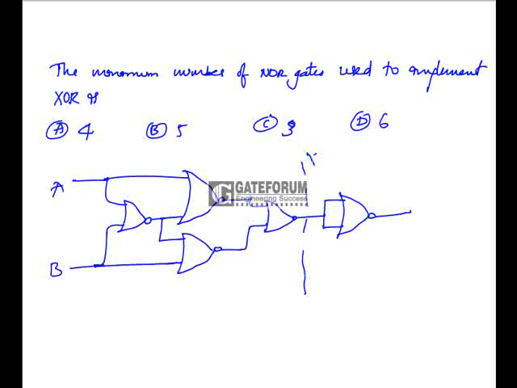At this point you will get the XNOR output, but the question requires XOR. So at this point we will get the XOR output. How many are required? 1, 2, 3, 4 and 5. So option B is the correct answer. If the question were the minimum number of NOR gates used to implement XNOR, the answer is only 4. Similarly, the minimum number of NAND gates used to implement XOR is 4, whereas the minimum number of NAND gates used to implement XNOR is 5. So option B is the correct answer.